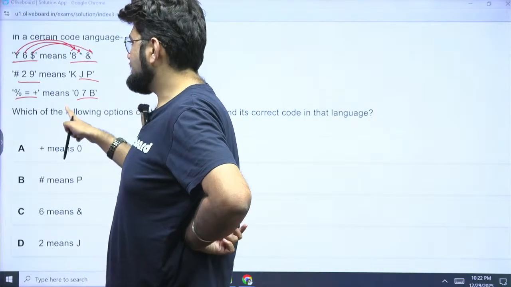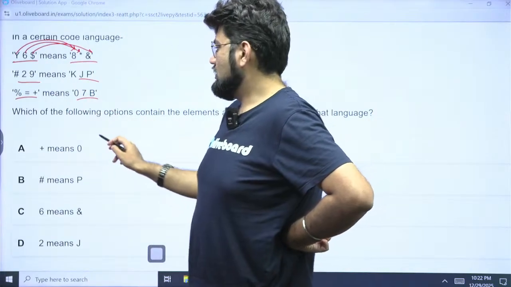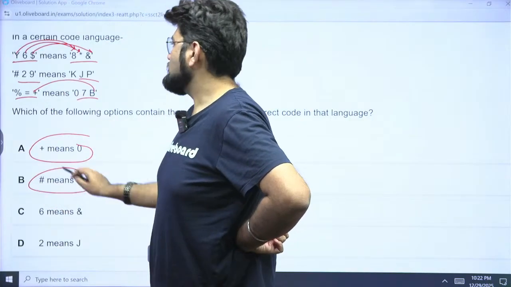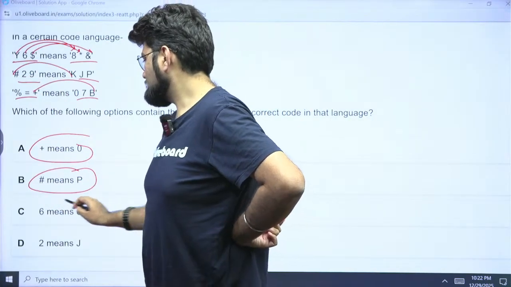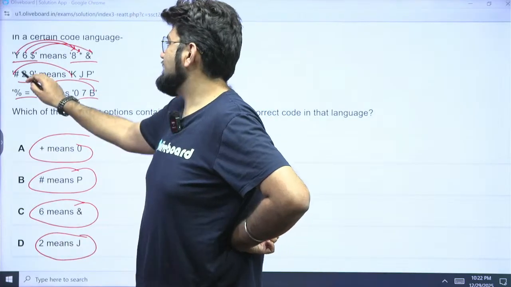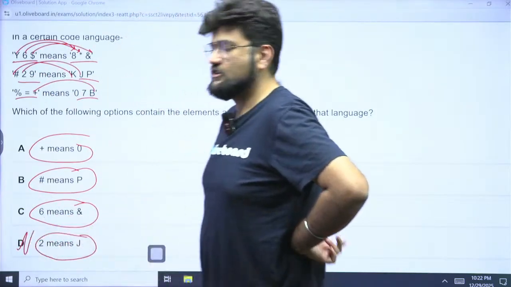They are asking you which combination is correct. So plus means O, no it does not. Hash means P, no it does not. 6 means ampersand, no it does not. 2 means J, yes, that is true. That is the only correct combination, nothing else.